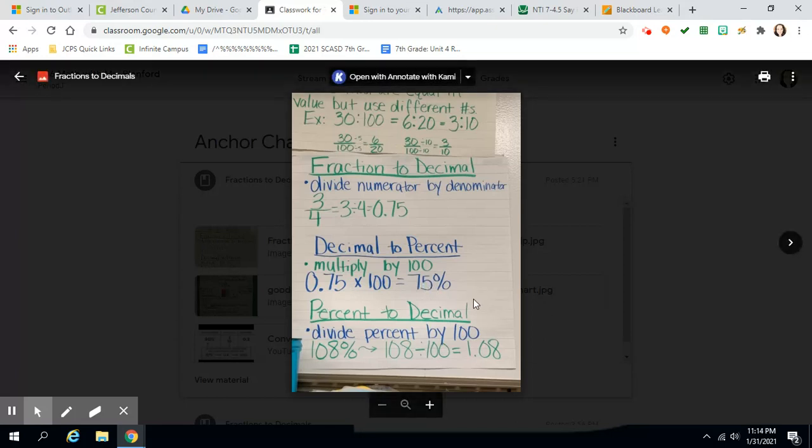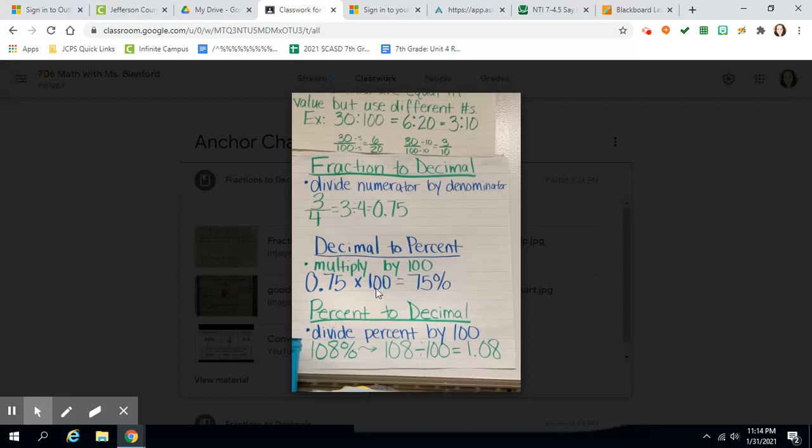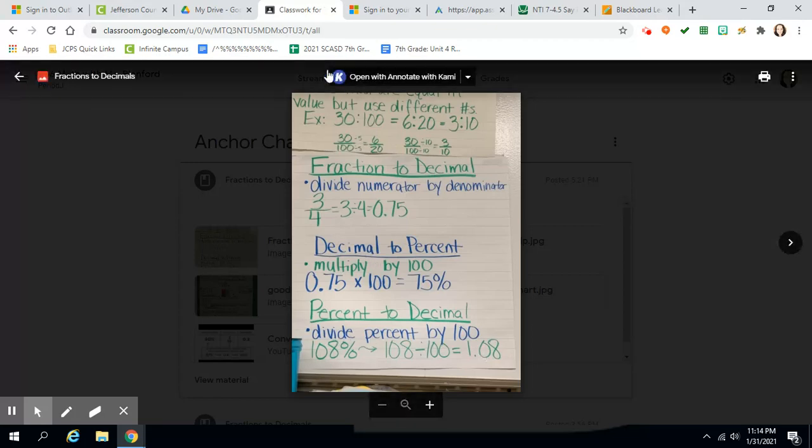You might want to go backwards, and to go from a percent to a decimal, you just do the opposite. You would take the percent and divide it by 100 to make it a decimal, which makes sense because dividing is the opposite of multiplying.